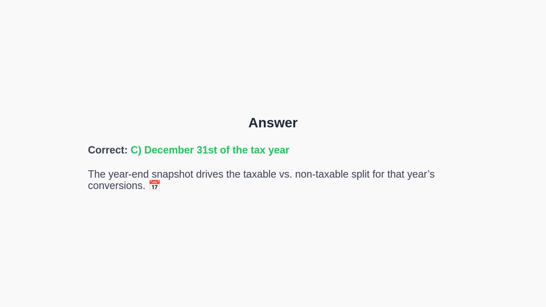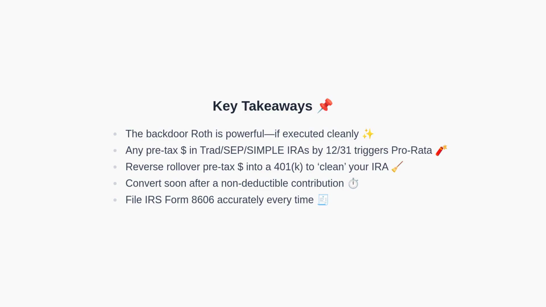The correct answer is C, December 31st of the tax year. This year-end snapshot determines the taxable and non-taxable split for conversions executed in that year. The key takeaways are as follows. The backdoor Roth is a powerful strategy if executed properly. Any pre-tax dollars in traditional, SEP, or SIMPLE IRAs at December 31st will trigger the pro-rata rule. A reverse rollover of pre-tax dollars into a current employer 401k can help clean your IRA before year-end. Convert soon after making a non-deductible contribution, and always file IRS Form 8606 accurately to track your basis and conversion.